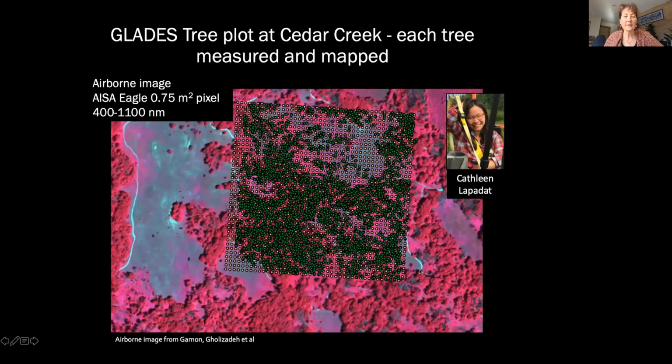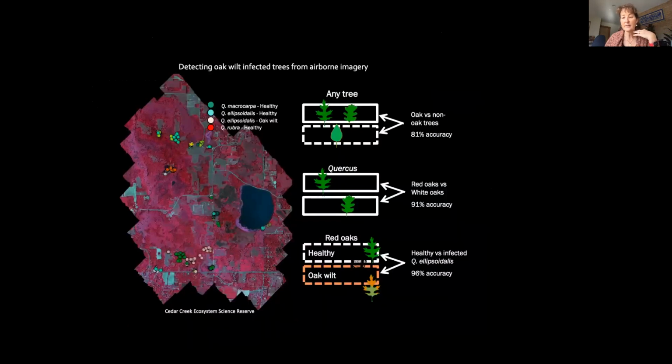And we've been working at Cedar Creek to develop models using airborne imagery to detect oak wilt. We do this by developing spectral libraries where we have individuals that are georeferenced, and we know the identities, and we know which species they are. We know if they're oaks, we know if they're healthy or not. And we're applying this approach not only to Cedar Creek, but also to other plots that our team has been setting up around the state.